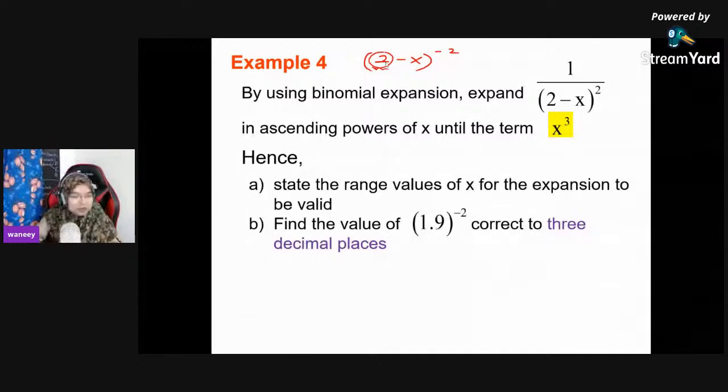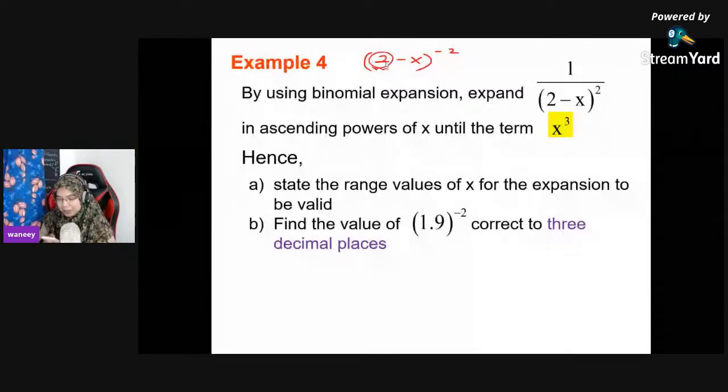So I'll give you 5 minutes for you to expand them until x cubed. So try to expand.